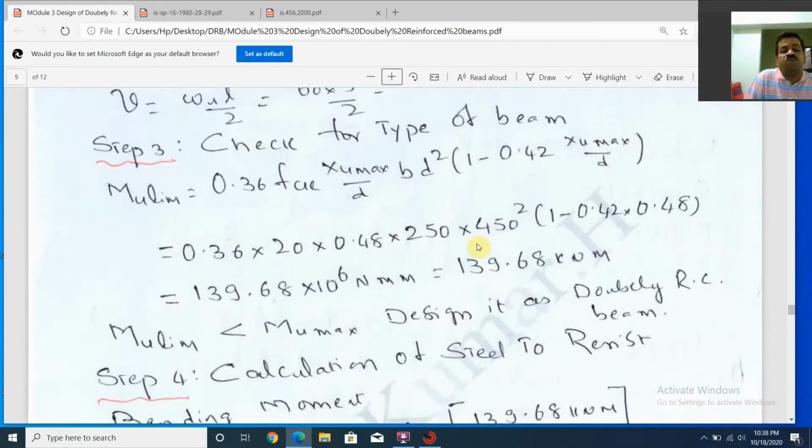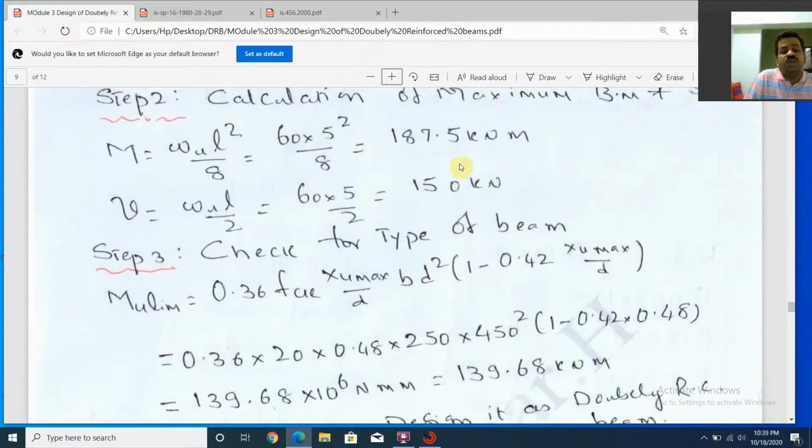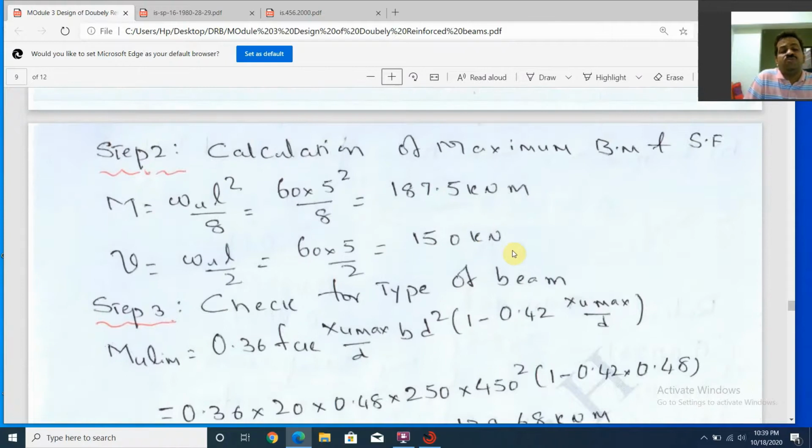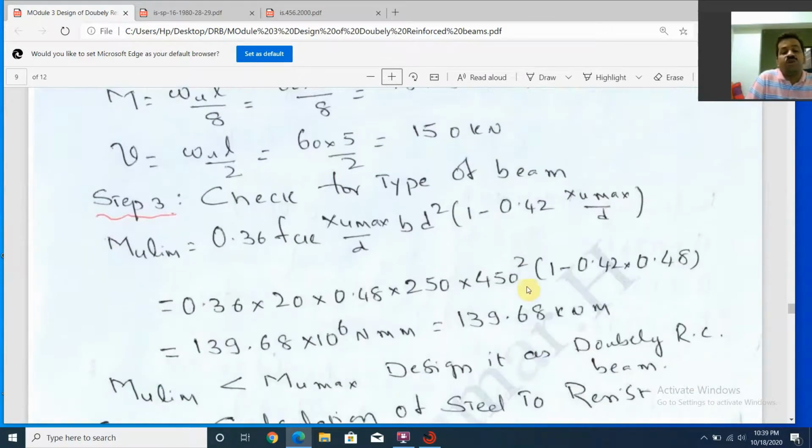But this beam, with this breadth, with this depth, with this maximum value of Xu max by d, can resist only 139. So if you want to resist 187 and design a singly reinforced beam, the only chance is to increase the depth. But unfortunately, the depth of the beam is already given here. So I don't have the freedom to change the depth, the grade of concrete, or the grade of steel.